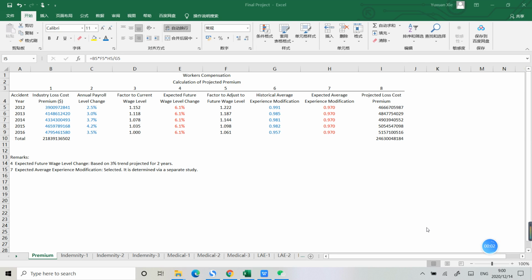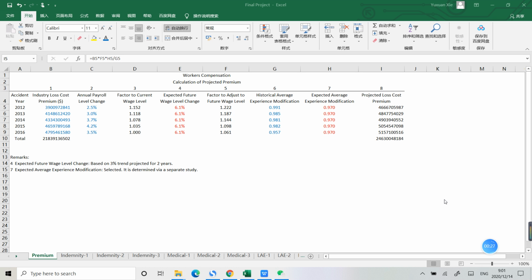Okay, let's see my final project. I choose Appendix D, Workers' Compensation Indication. The first sheet is premium. Column 1, column 2, and column 6 are given.